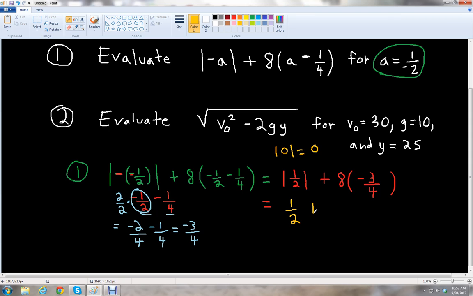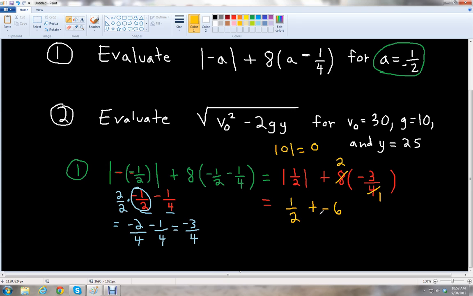So then plus, we have 8 times negative 3/4. So we could cross cancel 4 into 8. 4 divided by 4 is 1, and then 4 goes into 8 2 times. And then we have 2 times negative 3 is negative 6. So I have 1/2 plus negative 6.